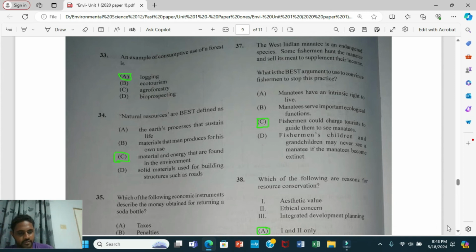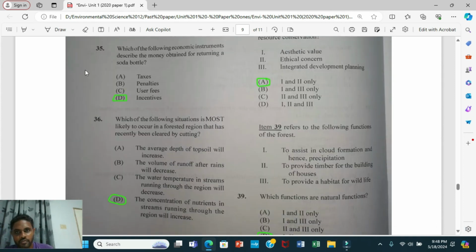Good. 35. Which of the following economic instruments describe the money obtained for returning a soda bottle? All right, that would be an incentive. Once they are paying them to turn the bottles in, the money, which is the incentive, will motivate them to bring in more bottles.